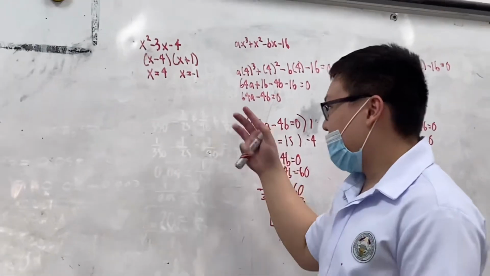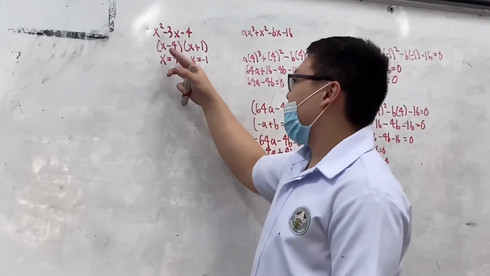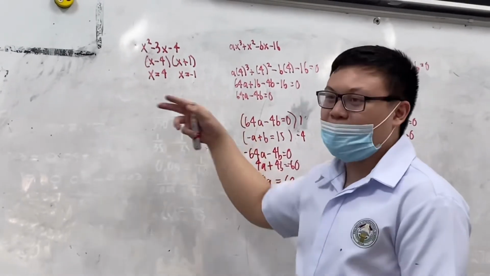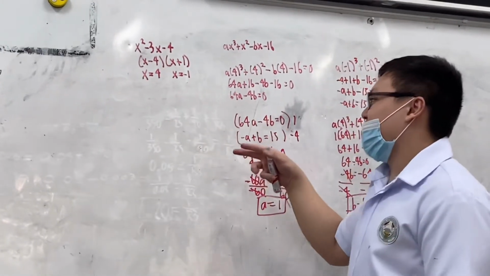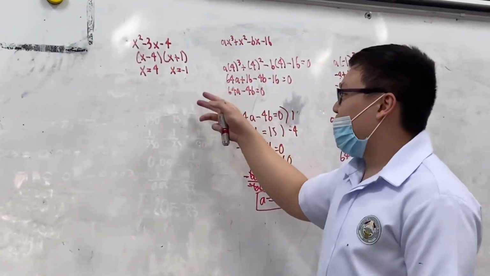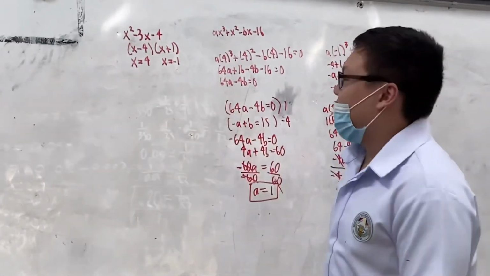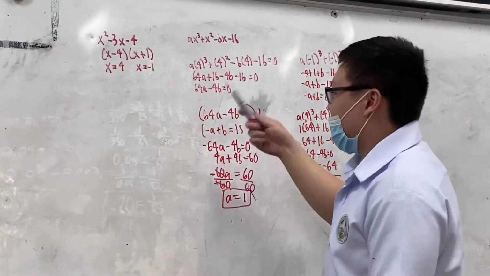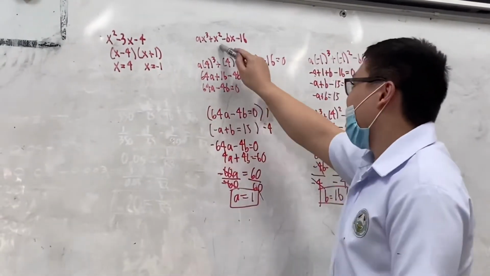To get the value of x, we need to transpose x minus 4 so that we get x equals 4. That is our first x. And our second x is x equals negative 1, and that is the value of our second x. So first, we must substitute it. Let's first use our first x in the solution here.